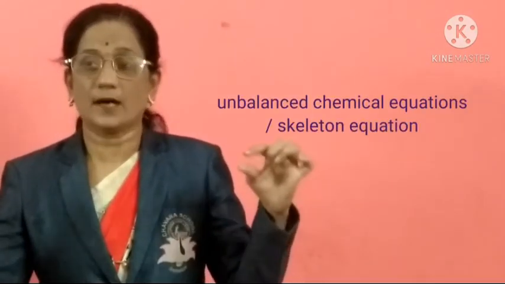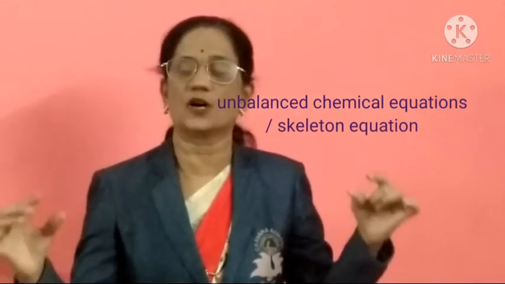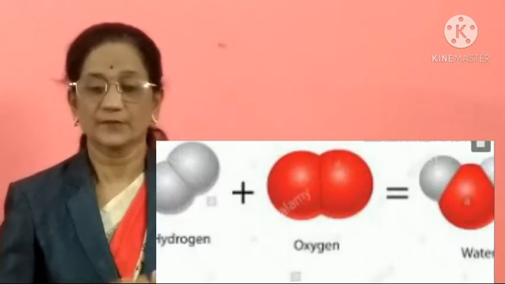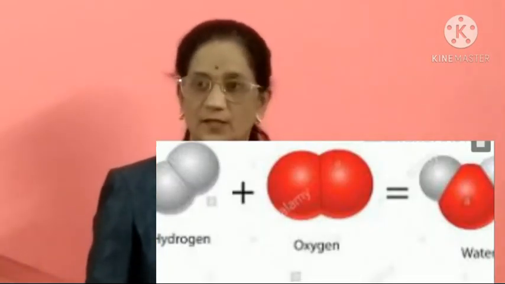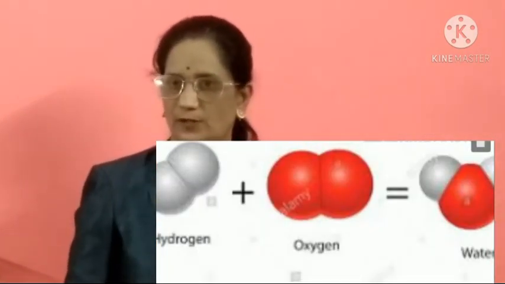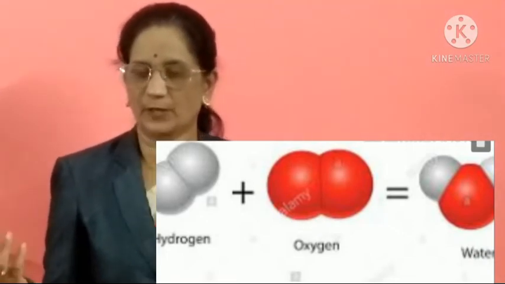That's why this chemical equation is called an unbalanced chemical equation or skeletal equation. Again, I want to explain some examples to you. Hydrogen and oxygen form the water molecule. That is also an unbalanced equation, because H2 plus O2 has 2 hydrogen atoms and 2 oxygen atoms on the reactant side, while H2O, one molecule of water, has 2 hydrogen atoms but 1 oxygen atom. That's why it is also called a skeletal chemical equation.